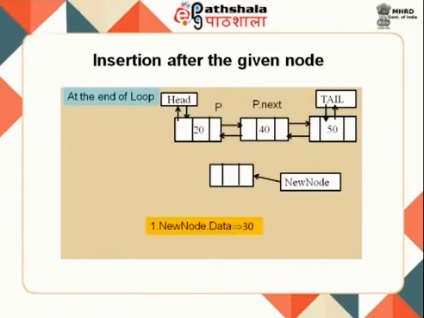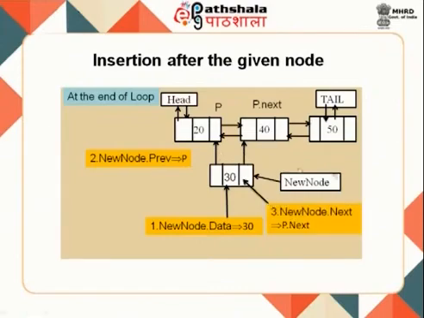Okay. So, new node is 30. So, new node dot previous is equal to p, new node dot next is p dot next, and then we want to add after this. So, now p dot next dot previous is new node, and this has to be done before the next step.